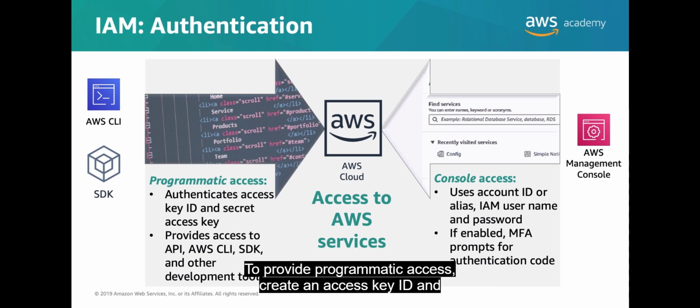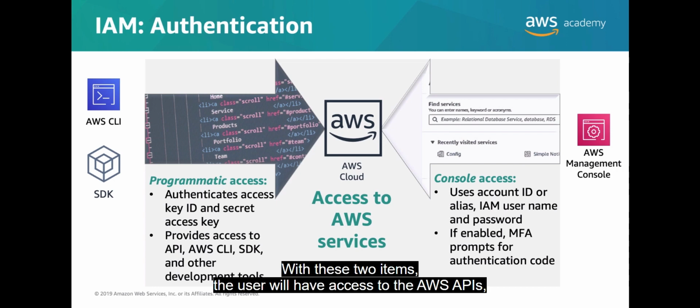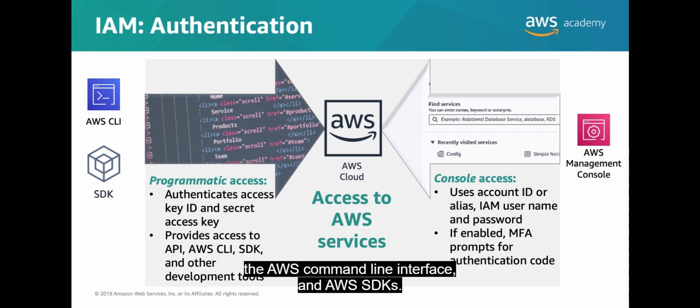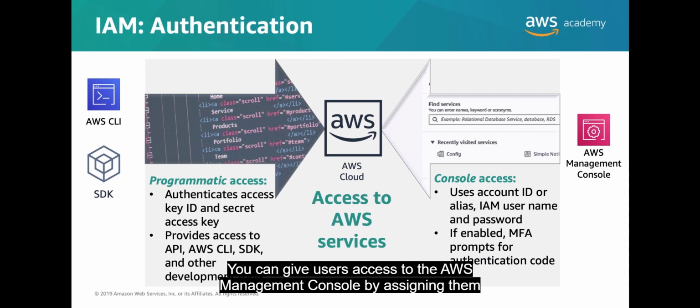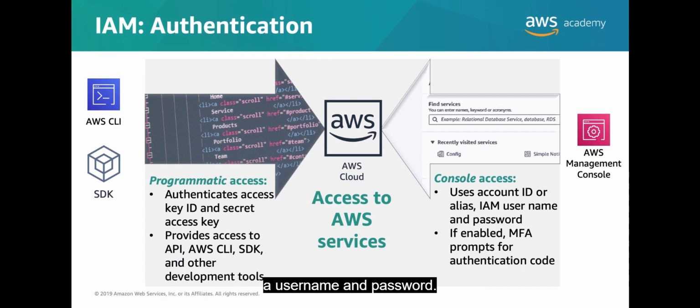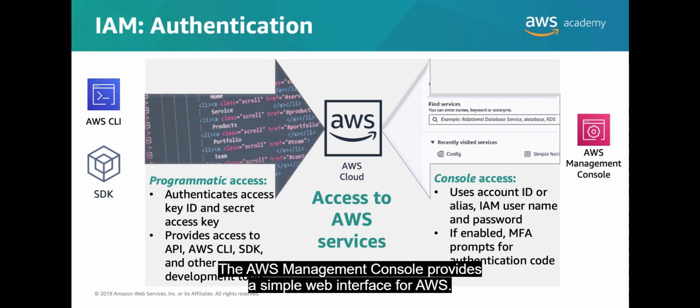To provide programmatic access, create an access key ID and a secret access key, then provide them to the user. With these two items, the user will have access to the AWS APIs, the AWS command line interface, and AWS SDKs. You can give users access to the AWS Management Console by assigning them a username and password. The AWS Management Console provides a simple web interface for AWS.